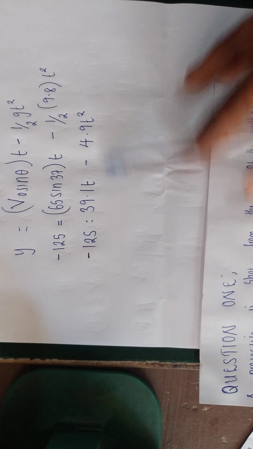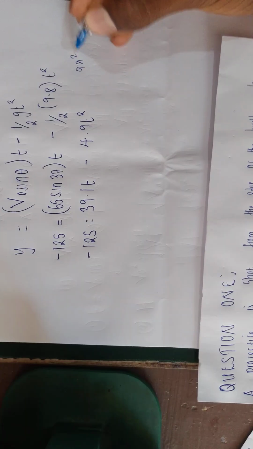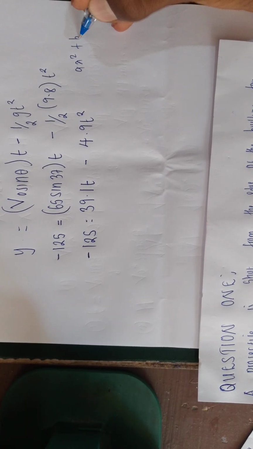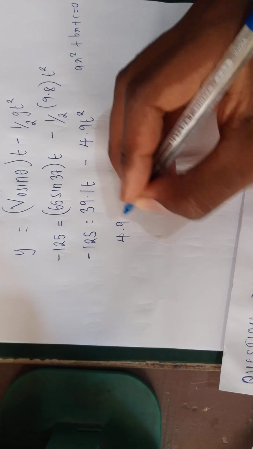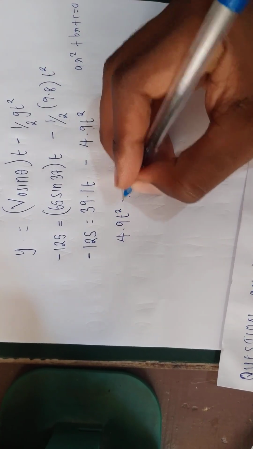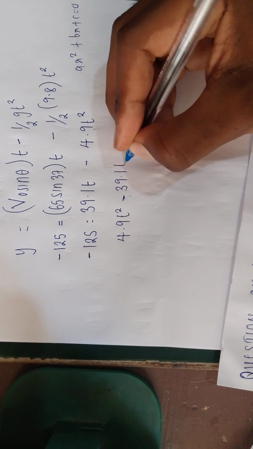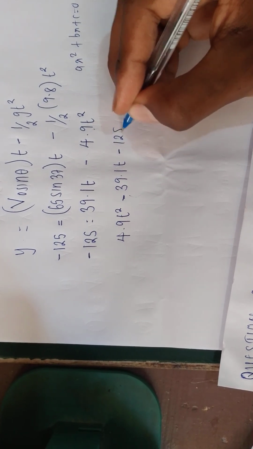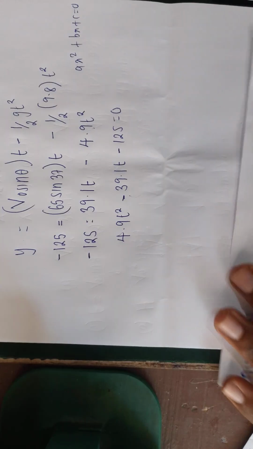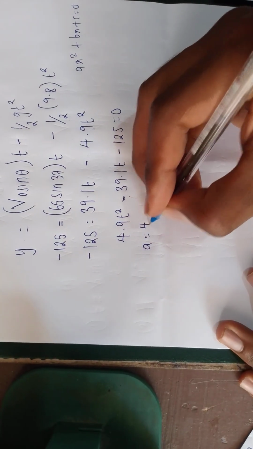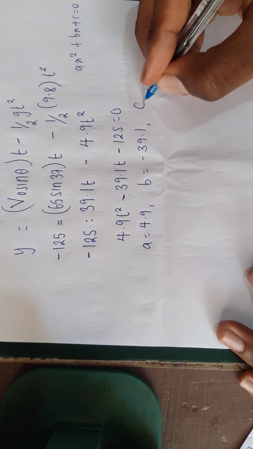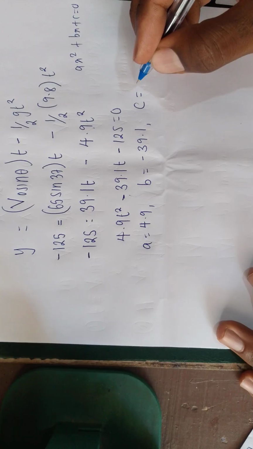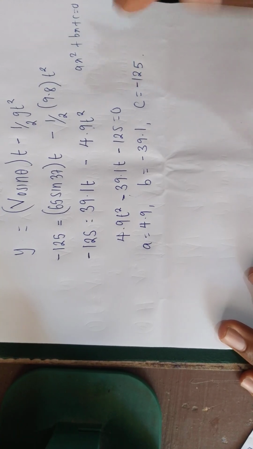And then at this point we can just rearrange this so that we form a quadratic, because the quadratic is supposed to be in the form of ax squared plus bx plus c, which is equals to 0. Okay, so I can get the negative 4.9 on the other side, so this will be positive 4.9 t squared. You can take this on the other side, minus 39.1 t minus 125 is equals to 0. Okay, so meaning the value of the a is 4.9, the value of the b is negative 39.1, and the value of the c is going to be negative 125.